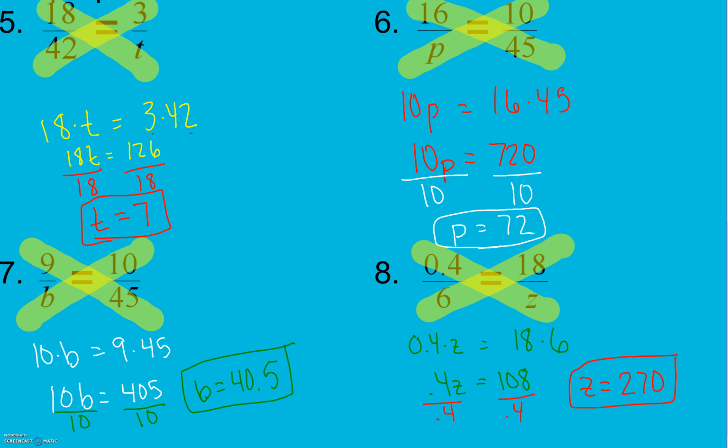If you want to check these, go ahead and type in your calculator 0.4 divided by 6, and you'll get 0.06 repeating. Then take 18 divided by 270, and we got the same thing, 0.06 repeating. So that's one way to check and see if your proportions are right.